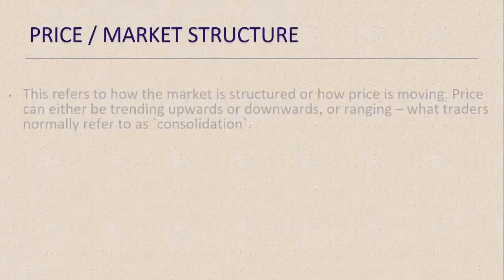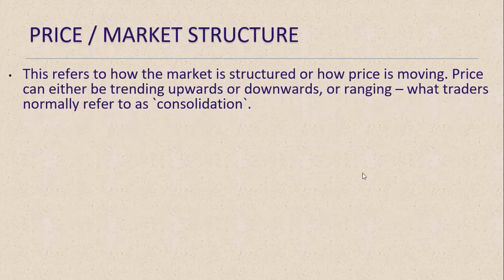So what exactly is market structure? Market structure basically refers to how the market is structured, or basically how price is moving. So when you look at a price chart, price can either be trending or ranging. And when we are talking about trending, it can either be trending upwards or downwards. Or if it's ranging, the other word you can use for ranging is consolidating or a sideways market. So those are the three phases that a market can be in. It can either be trending upwards or trending downwards or ranging.